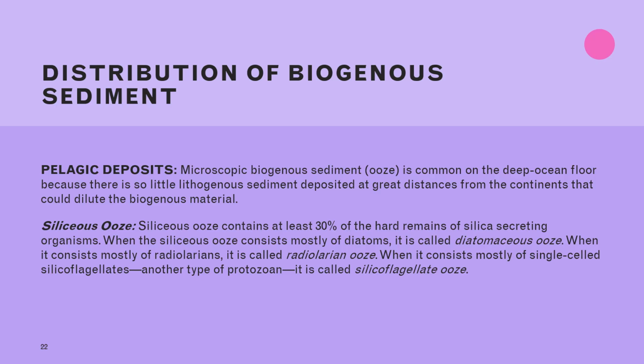Siliceous ooze contains at least 30% of the hard remains of silica-secreting organisms. When the siliceous ooze consists mostly of diatoms, it's called diatomaceous ooze. When it consists mostly of radiolarians, it's called radiolarian ooze. When it consists mostly of single-celled silicoflagellates, another type of protozoan, it is called silicoflagellate ooze.